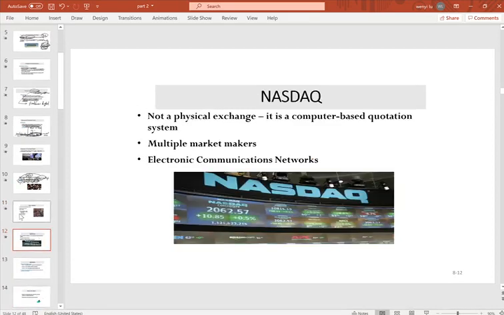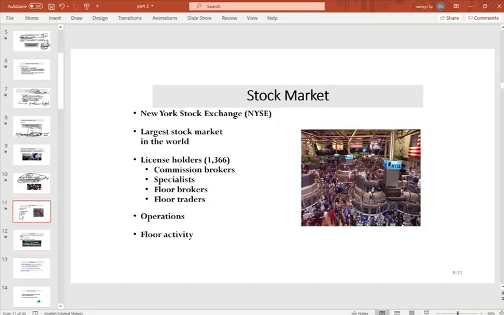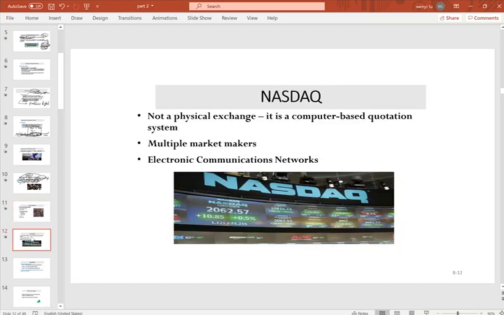The NYSE is a primary stock market, and many big companies list their stock on the New York Stock Exchange. Compared with the New York Stock Exchange, we also have the Nasdaq, a marketplace for small companies and technology companies. Nasdaq is not a physical exchange, it's a computer-based quotation system. It works only for small and emerging companies, and they use electronic communication networks.